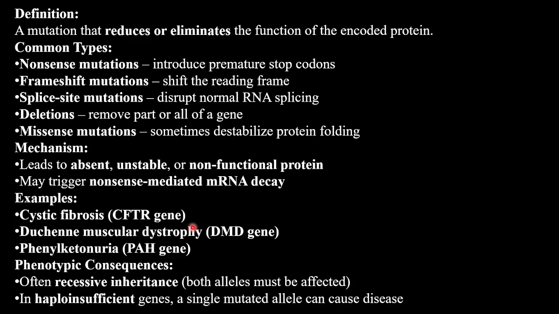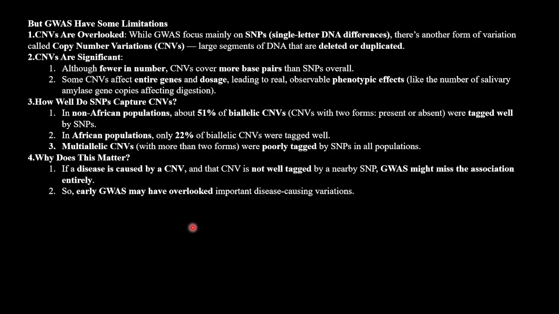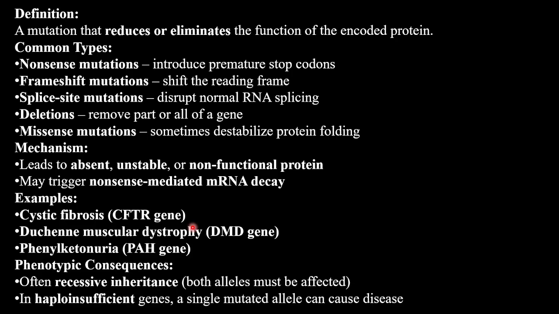Now this is about mutation. How many kinds of mutations are there? For example, nonsense mutations introducing stop codons, frameshift mutations, splice site mutations that disrupt the normal RNA splicing, deletions, and missense mutations. Whenever these kinds of mutations are there, they code for non-functional or unstable proteins, and they may trigger nonsense mediated mRNA decay.